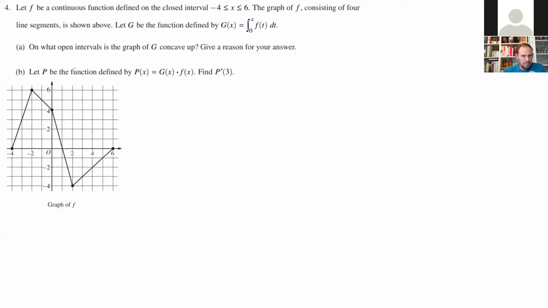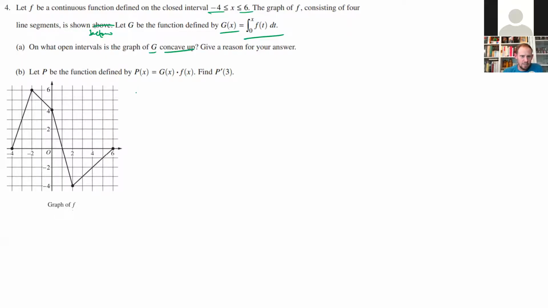Part number 4 here. So we're halfway done now. Let f be a continuous function defined in the closed interval from -4 to 6. I think this is f here. Yep, there's f. The graph of f consisting of 4 line segments, so they're all straight lines, is shown above. I stuck it below. Let g be the function defined by the integral from 0 to x of f. On what open intervals is the graph of g concave up?